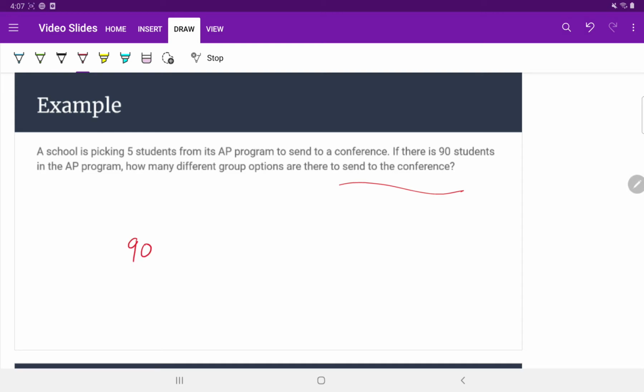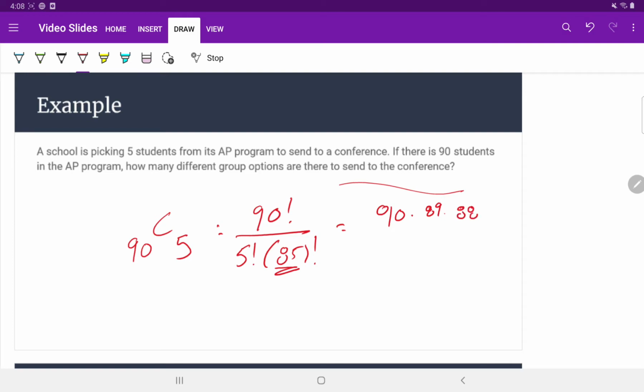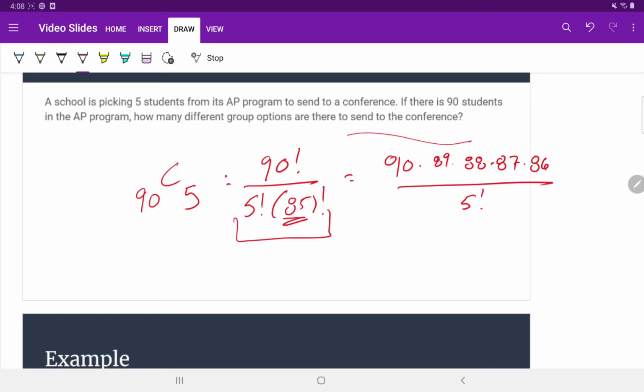So I'll just say I've got 90 students and I'm going to choose 5 of them. And I would simplify that and say 90 factorial over 5 factorial times 85 factorial. And that 85 is 90 minus 5. And I could simplify that again to 90 times 89 times 88 times 87 times 86, and then once I get to 85, they'd cancel, all over 5 factorial. And then I could expand that out and keep canceling down, but that's not really the goal of this. As long as we know how to set this up, we're good.